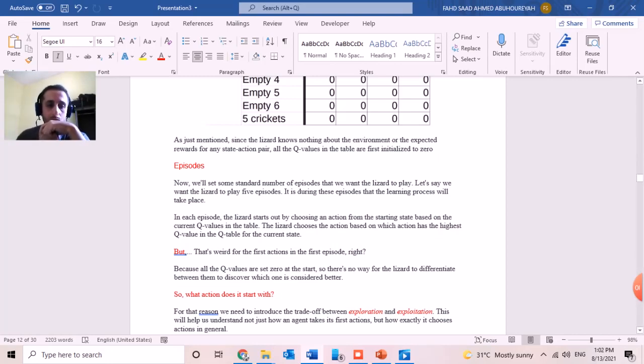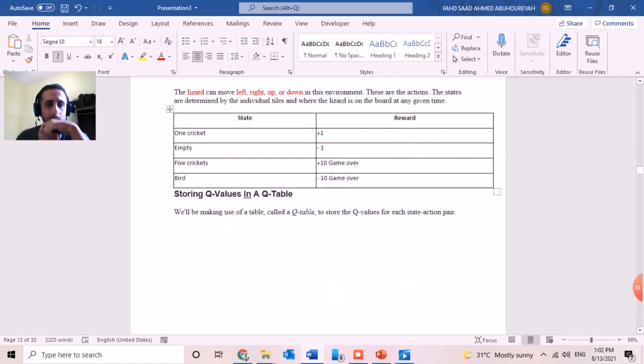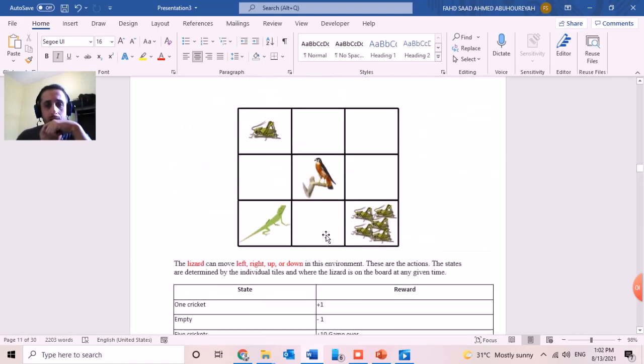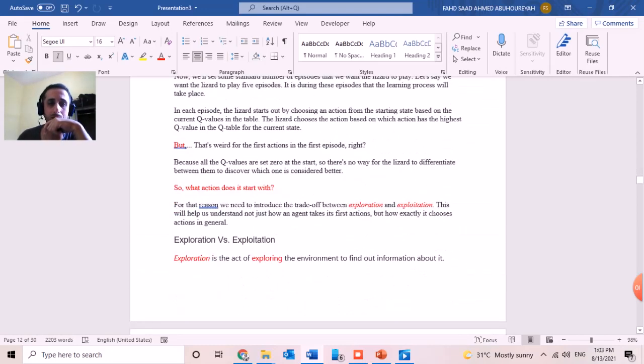But there is a question here. Let's return to this box. Here we said the empty block is -1 and here is -1. So which one will the lizard select? Here is another interesting question. Because all Q values are set to 0 at the start, there is no way for the lizard to differentiate between them to discover which is better, right? So what action does it start with? This is a very good question.